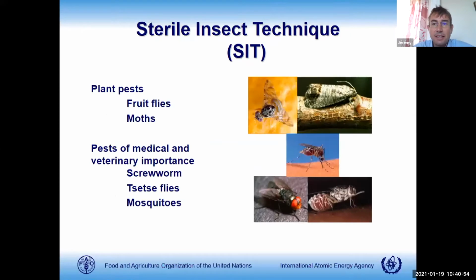The sterile insect technique has been developed against many pest insects. So it includes fruit flies, moths that are pests for agriculture, but also against screwworms that are flies that can destroy a large number of cattle and that were eradicated from Northern and Central America with this technology. And also tsetse flies, and more recently against mosquitoes. And against mosquitoes, we are still at the pre-operational phase in the most advanced countries, and mainly at the pilot phase in most of the countries.